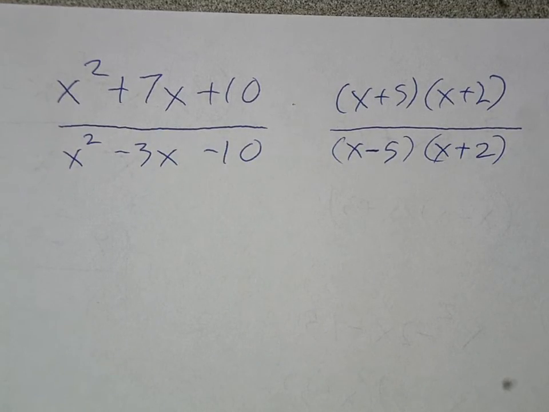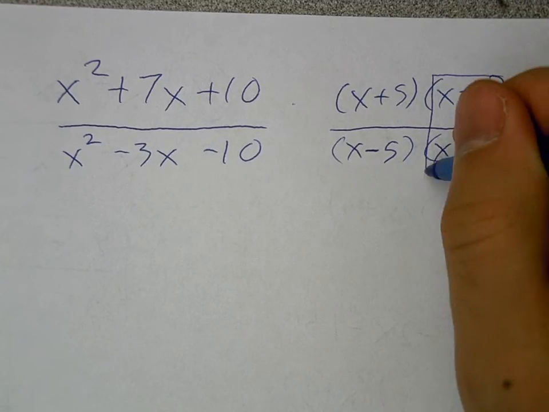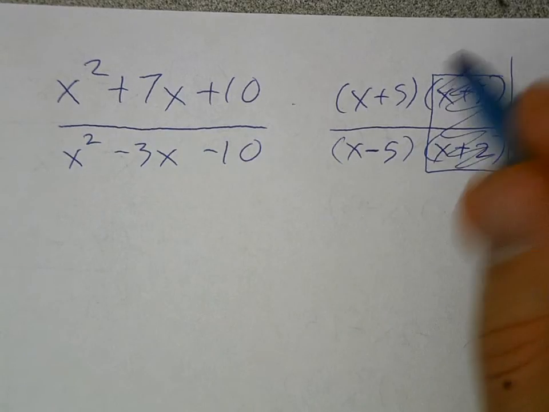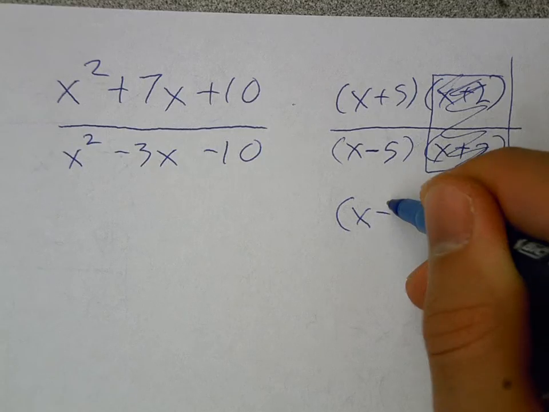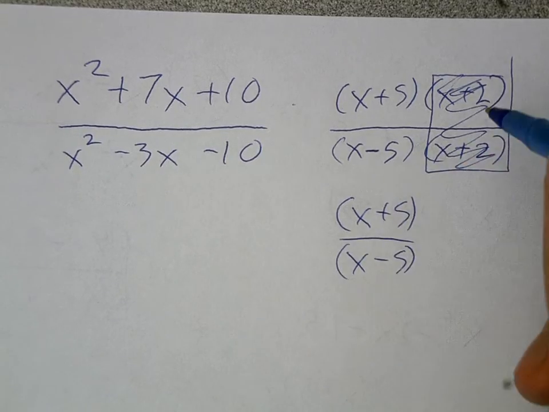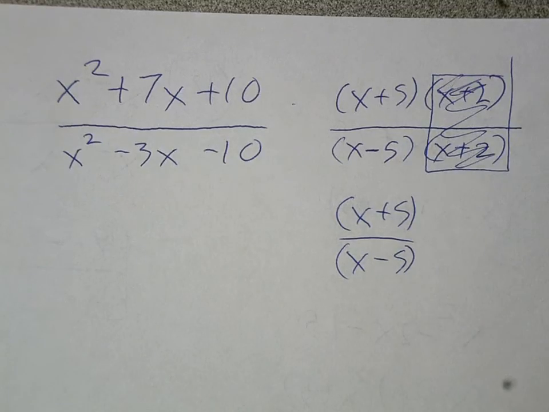So this is our correct factored form. Then take the x plus 2's, that's going to reduce down to just 1. And we'll be left with x plus 5 over x minus 5. A few of you had this backwards because you had the negatives in the wrong spot on the bottom. So we want to make sure that that's correct.